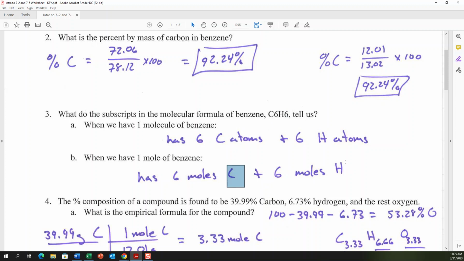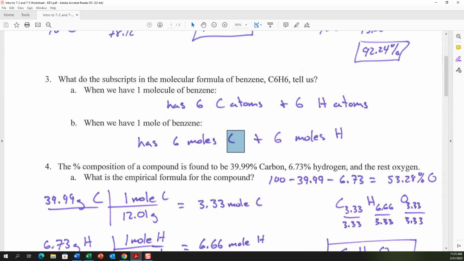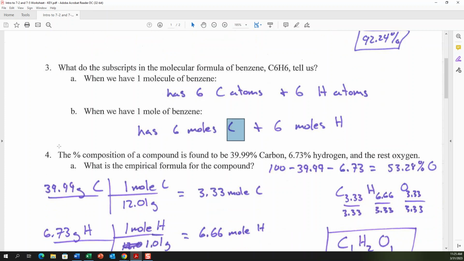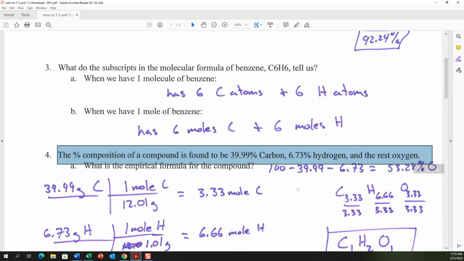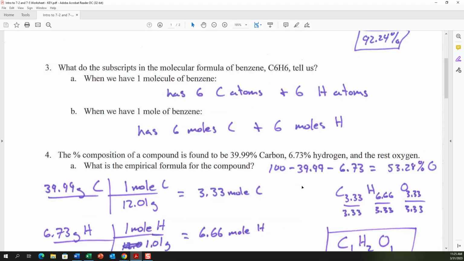Okay? So how can we take that and understand how, if we know the percent by mass of a compound, we can find the empirical formula of the compound? So how do we go from percent by mass to empirical formula? Okay. So let's look at number 4. It says the percent composition of a compound is found to be 39.99% carbon, 6.73% hydrogen, and the rest oxygen.